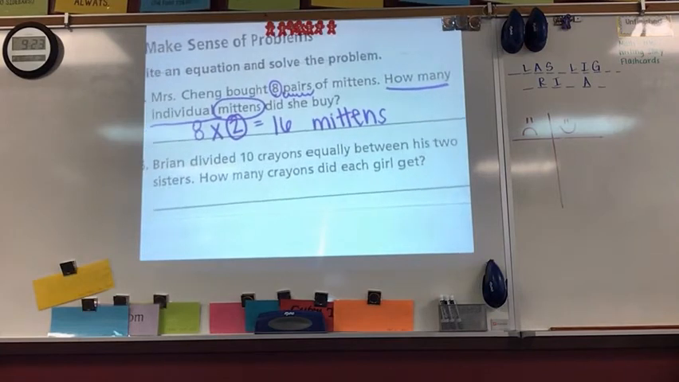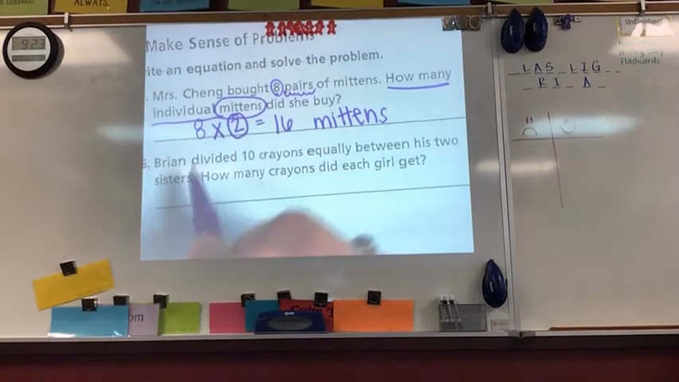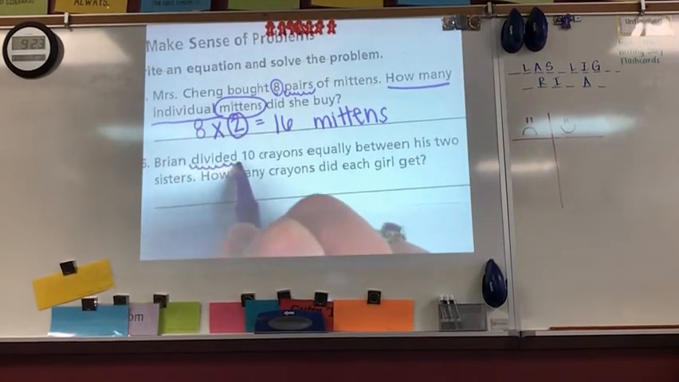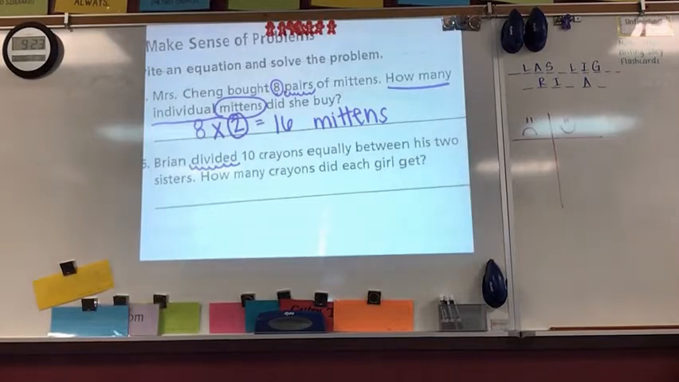Brian divided 10 crayons equally between his 2 sisters. How many crayons did each girl get? Divided. Ooh, Keegan heard a keyword, divided. Yes, I'm gonna mark that one up. Emerson heard it. What else?